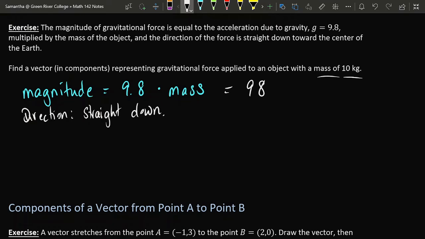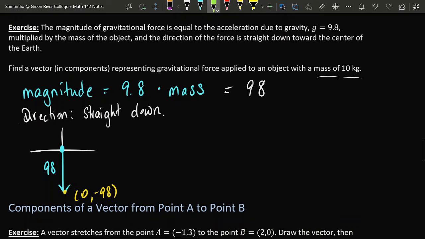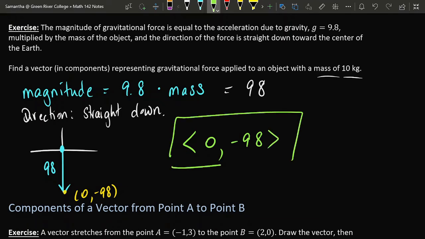So there are a couple of different ways that I could approach this problem. One would be to graph this vector and to note that the vector pointing straight down with a length of 98 units, the arrowhead will be located at the point 0, negative 98. And from that I can determine the components of the vector. The vector stretches from 0, 0 to the location 0, negative 98. This would be the vector representing the gravitational force applied to a 10 kilogram object.